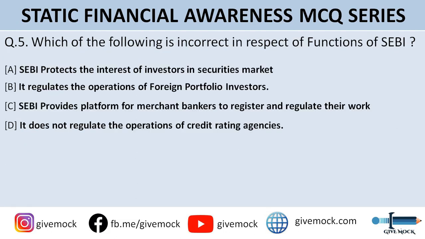Question number five: which of the following is incorrect in respect of functions of SEBI? So you can see the question is related with the functions of SEBI. You can try to attempt this question if you are aware of the functions of SEBI. The first option is SEBI protects the interest of investors in securities market. Option B is it regulates the operations of foreign portfolio investors. Option C is SEBI provides platform for merchant bankers to register and regulate their work. And option D is it does not regulate the operations of credit rating agencies. As you can see, it is asking for incorrect, which of the following is incorrect.